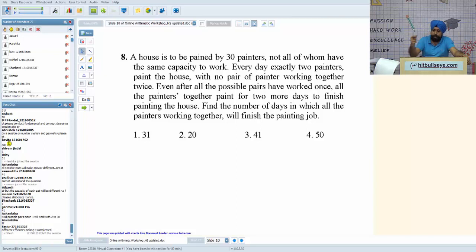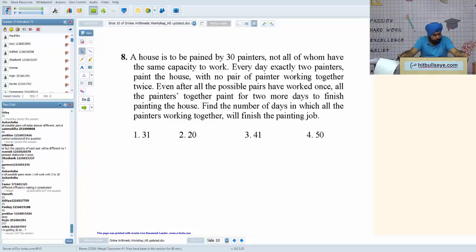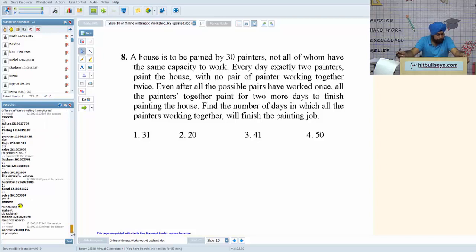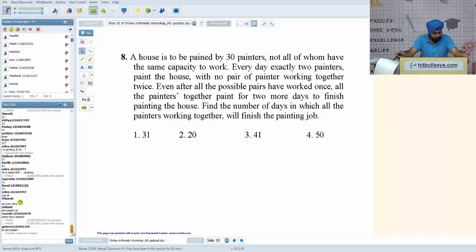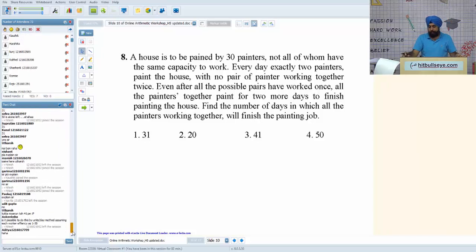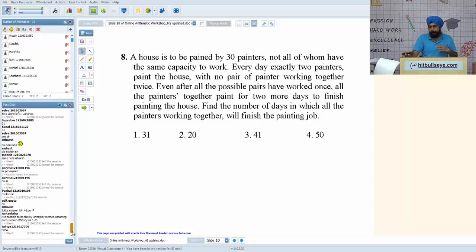Now had they all worked together from the beginning, it would have taken how many days? That is your question. Some of you are saying 31, some of you are getting 20, 41. Nobody has given the answer 50 so far. Pratim, Kunal, Karthik are saying the answer is 31. Selva says it is 20. Anybody else getting 20 as the answer? Okay. No, Akanksha, let me tell you, it's a very, very simple question. It's a sitter. You can finish this question in 30-40 seconds.